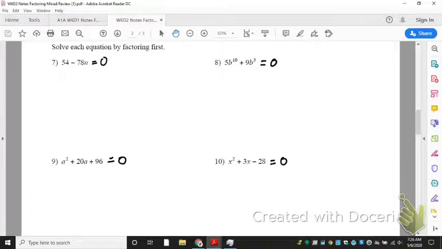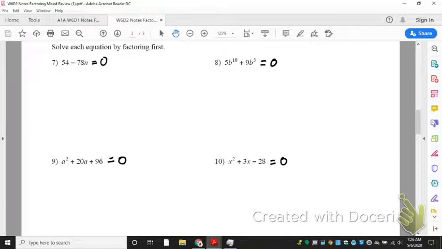Okay, so we are going to go ahead and solve by factoring first. So make sure you're following the directions on these. Okay, don't skip steps. And I want you to show me every single tiny little ounce of work that you have. Okay, so for number 7, I have 54 minus 78n equals 0. So solve each equation by factoring first.